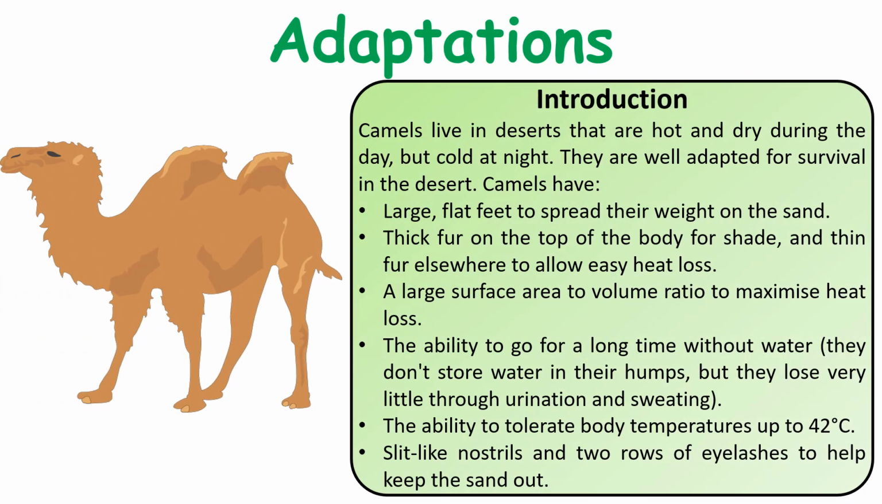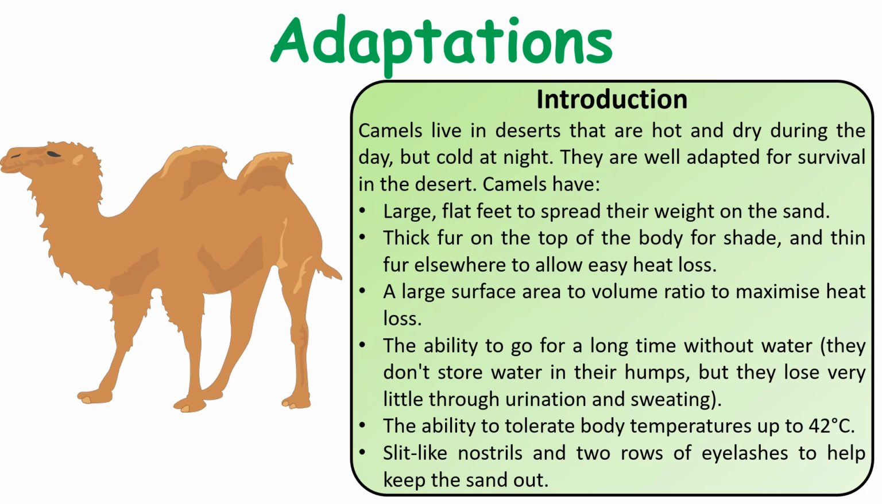So the first animal that we want to look at is the camel. Camels are animals that live in hot, dry conditions. So all their adaptations will be to do with keeping cool and conserving water.